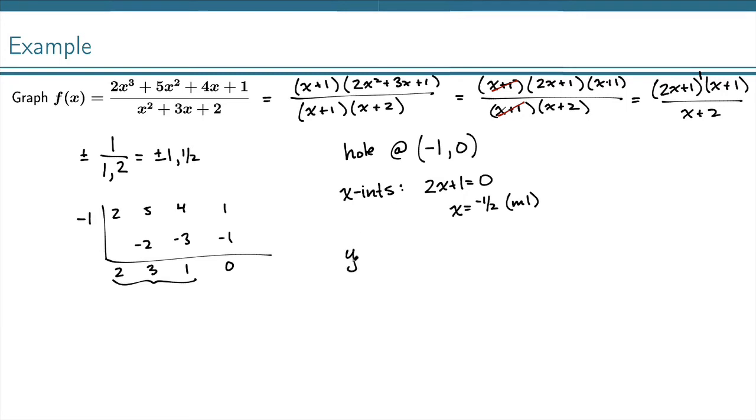Now we're ready for our y-intercept. To get our y-intercept, we just plug 0 into our function, f of 0. And I'm actually going to plug it in up here to our non-factored, non-reduced form. All the x terms just disappear, and we end up with 1 over 2.